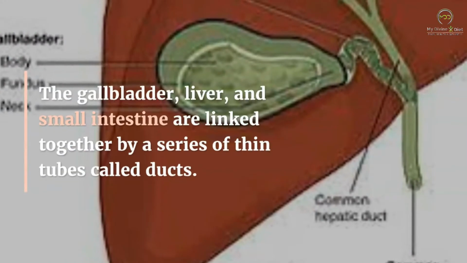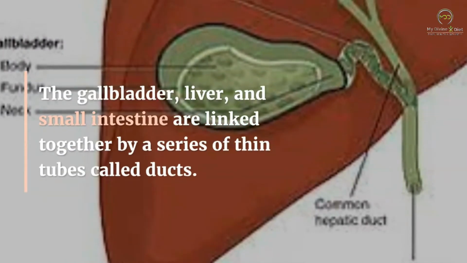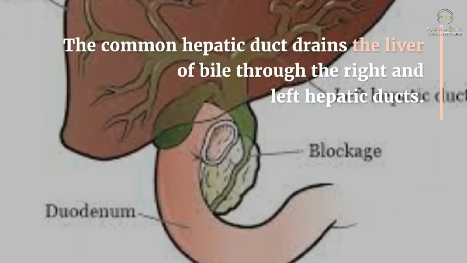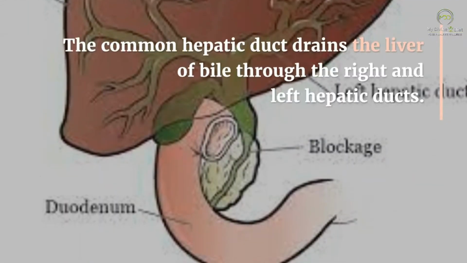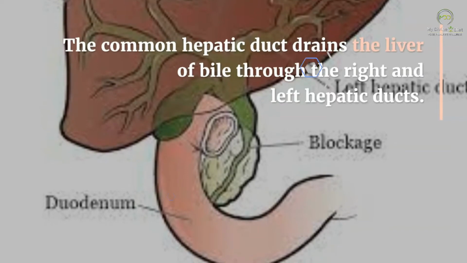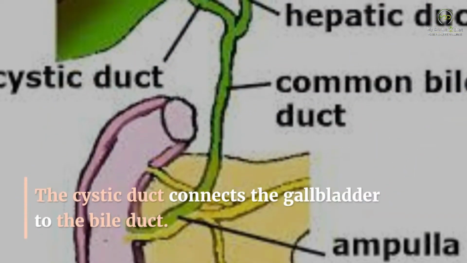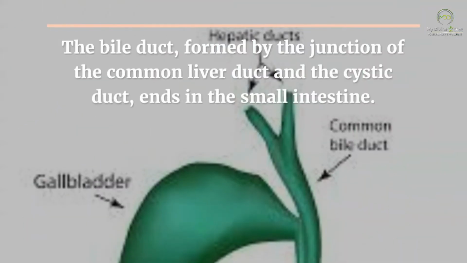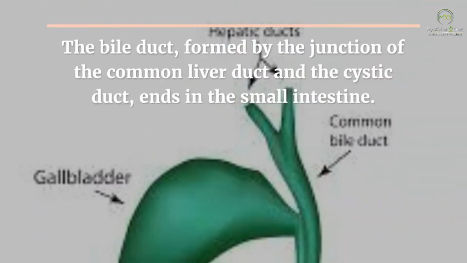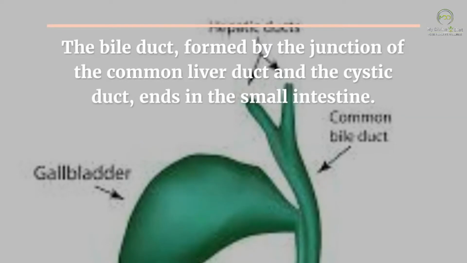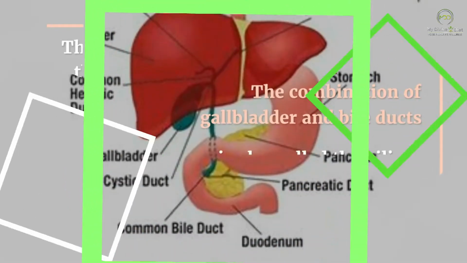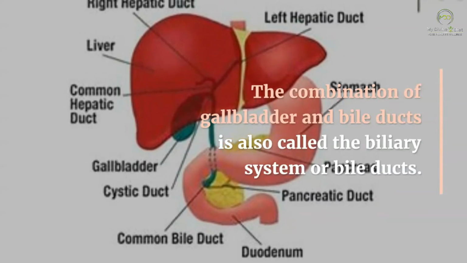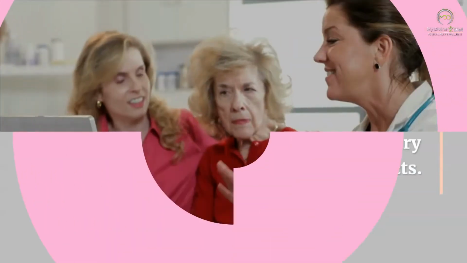The gallbladder, liver, and small intestine are linked together by a series of thin tubes called ducts. The common hepatic duct drains the liver of bile through the right and left hepatic ducts. The cystic duct connects the gallbladder to the bile duct. The bile duct, formed by the junction of the common liver duct and the cystic duct, ends in the small intestine. The combination of gallbladder and bile ducts is also called the biliary system or bile ducts.